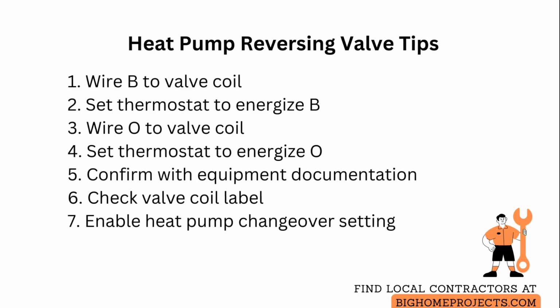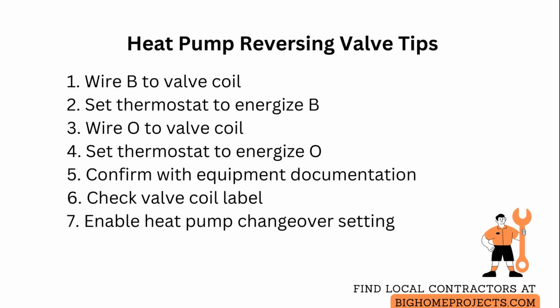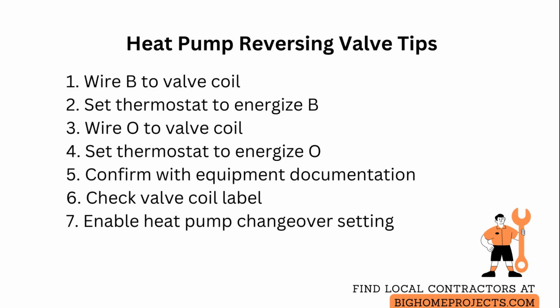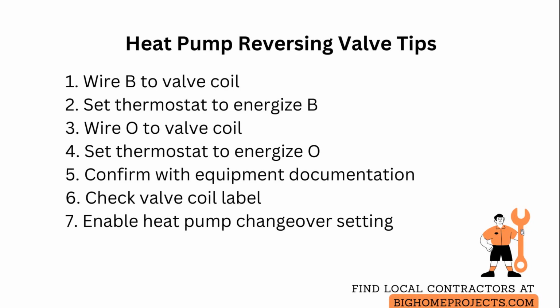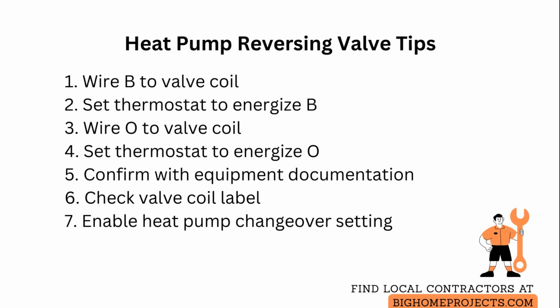If your thermostat has a B terminal and the system requires B, you wire the control conductor from the B terminal to the valve coil and set the thermostat to energize B for heat. For an O terminal, you wire from O and set the thermostat to energize O for cool. Many residential systems follow one of these conventions.